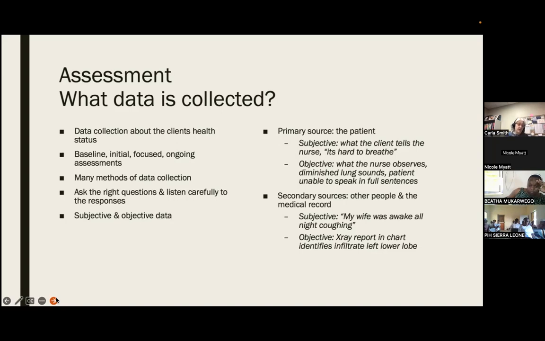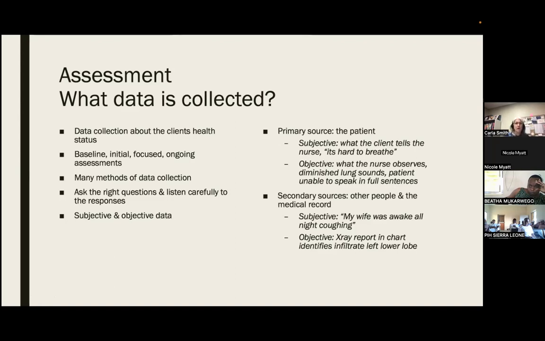Primary objective data is obtained via the nurse's senses to look, listen, feel, and smell. So remember, subjective is what the patient says, and objective is what you can measure or what you've observed, what you're able to see. Some good examples of that are diminished lung sounds or a patient who's unable to speak in full sentences versus the patient who tells you it's hard to breathe.